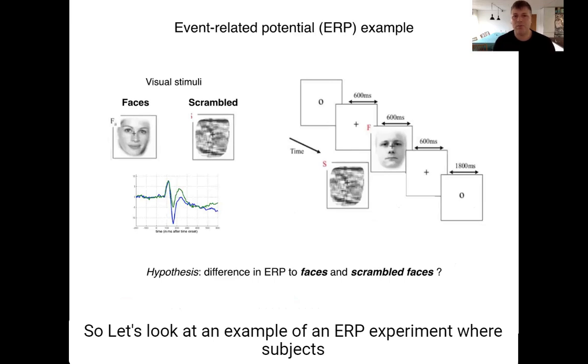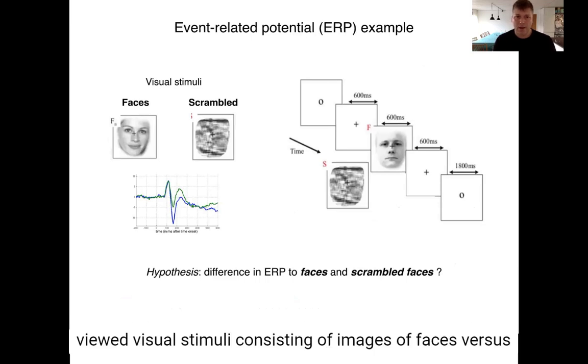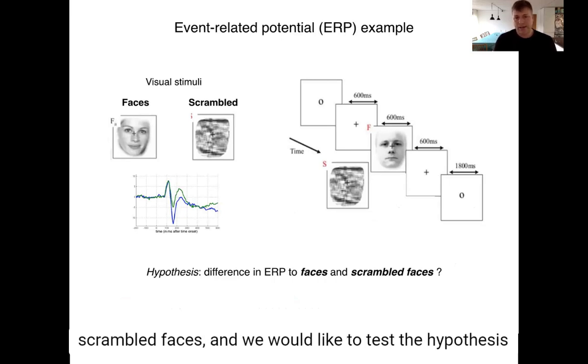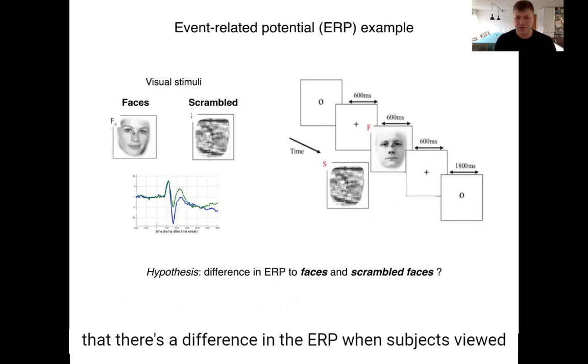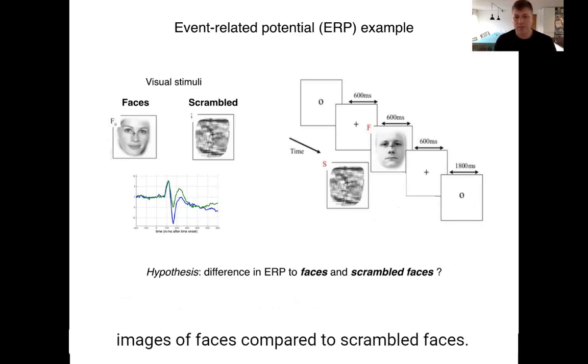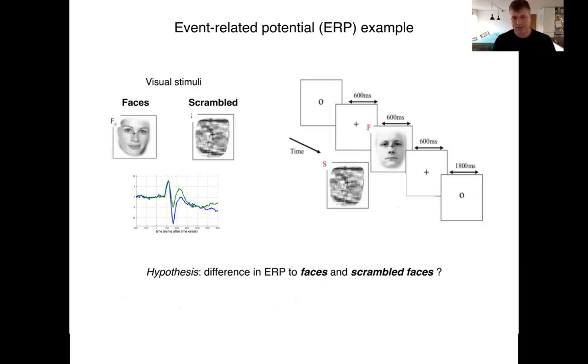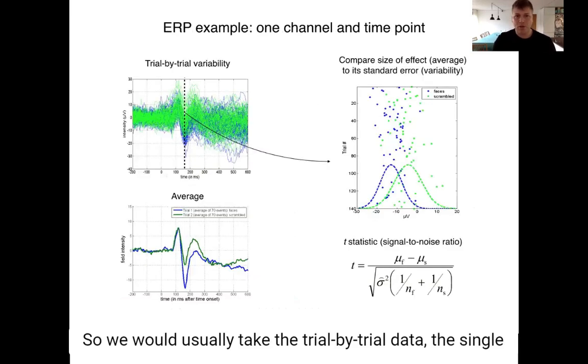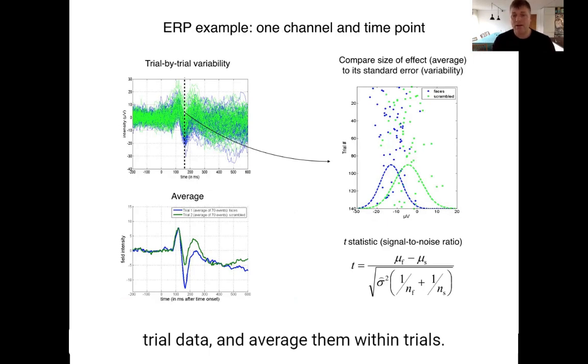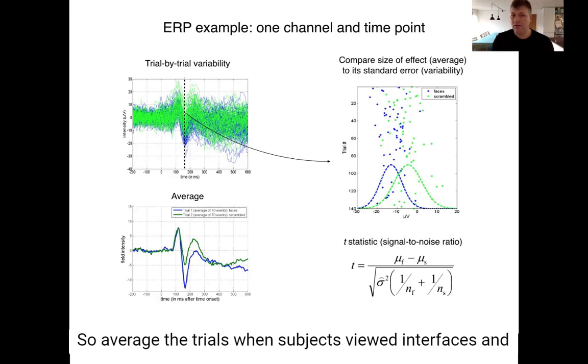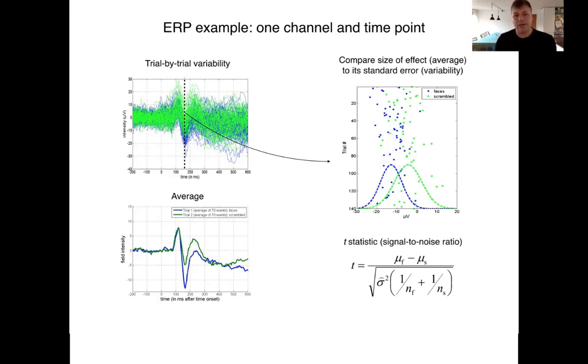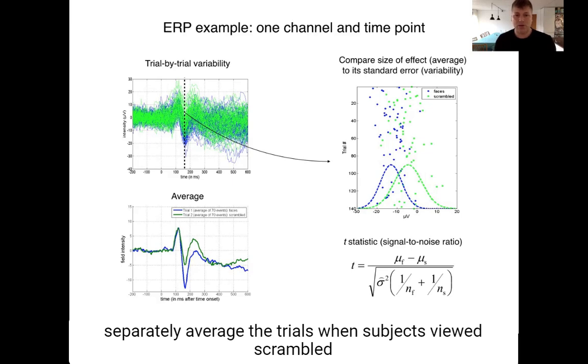So let's look at an example of an ERP experiment. So say subjects viewed visual stimuli consisting of images of faces, versus scrambled faces. And we would like to test the hypothesis that there's a difference in the ERP when subjects viewed images of faces compared to scrambled faces. So we would usually take the trial by trial data, so the single trial data, and average them within conditions. So average the trials when subjects viewed faces, and separately average the trials when subjects viewed scrambled faces.